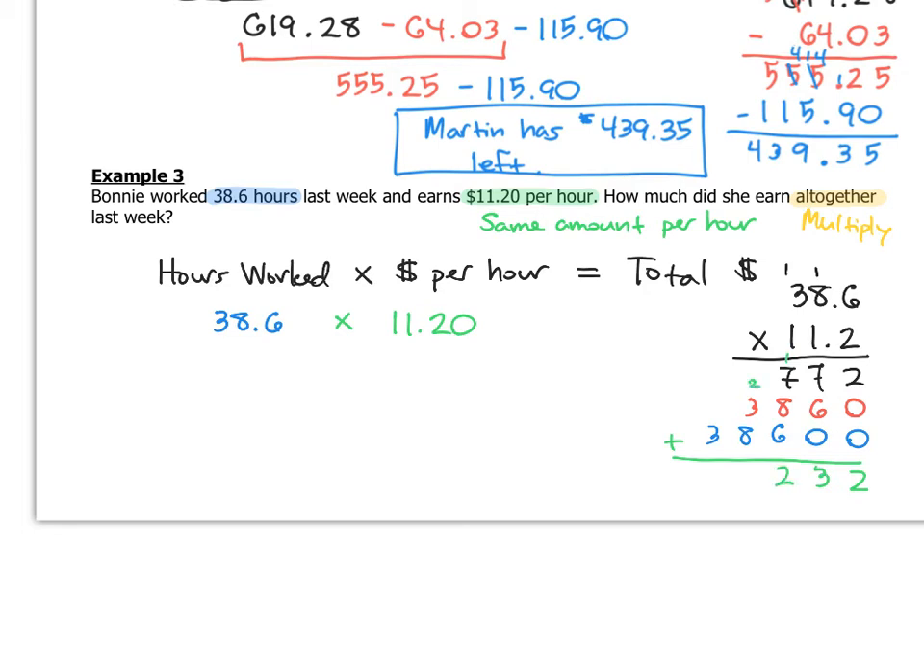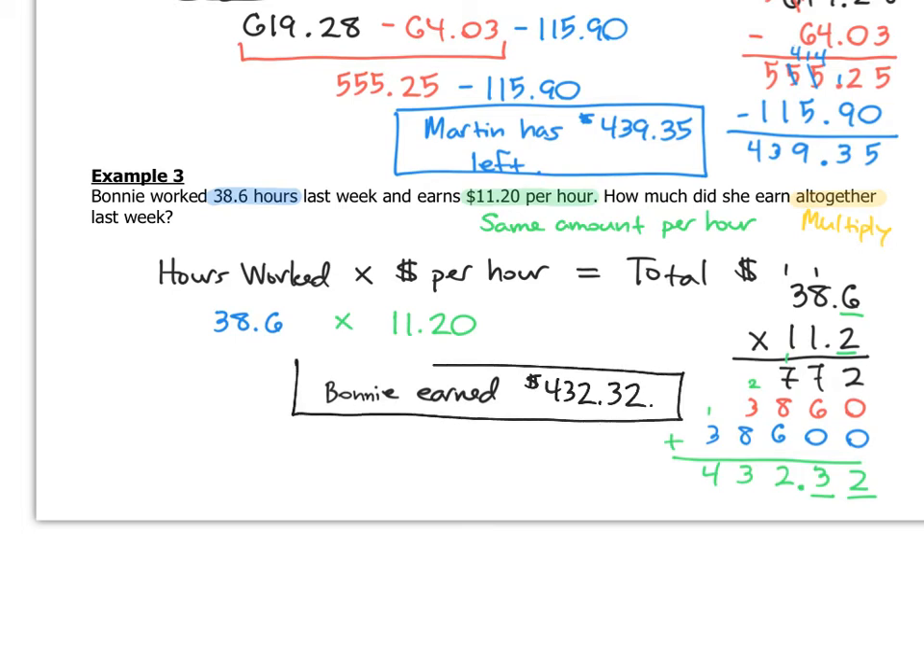22, 13, and 4. Remember, for multiplication, you count the number of decimal places in your original factors. So I multiplied 38.6 times 11.2, and I see there's 2 decimal places there, so I should have 1 and 2 here in my answer. So my answer is $432.32. So that means that Bonnie earned $432.32.